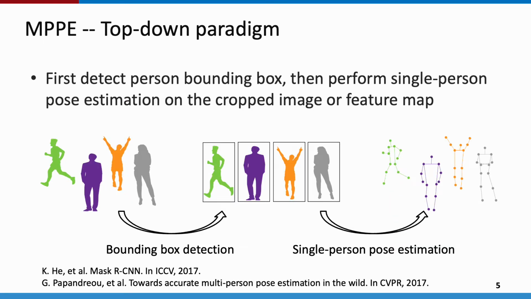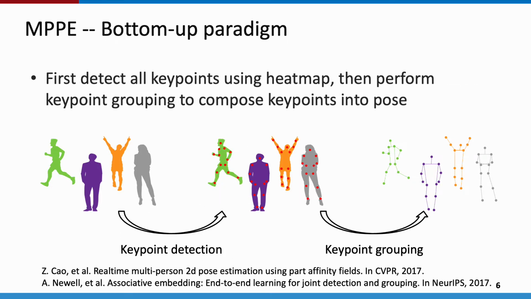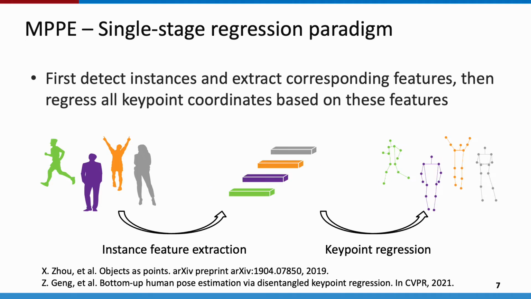Previous top-down methods separate persons by detecting person bounding boxes and spatial cropping. Bottom-up methods will first detect all identity-free key points and separate persons by grouping operation. Recently, single-stage regression methods detect person local features and directly regress all key point coordinates.